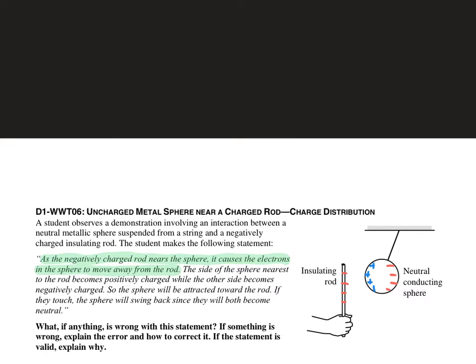Now, the side of the sphere nearest the rod becomes positively charged, while the other side becomes negatively charged. That is what I just drew. That seems undeniably true, unless everything is a lie in your physics textbook and I am a peddler of lies, okay? I sleep well at night, so I don't think I'm a peddler of lies. And this idea has been pretty solid for a while, so I'm pretty sure nobody's lying in the textbooks.